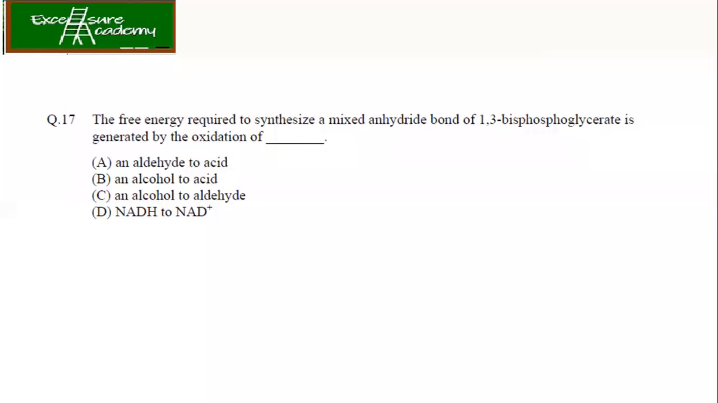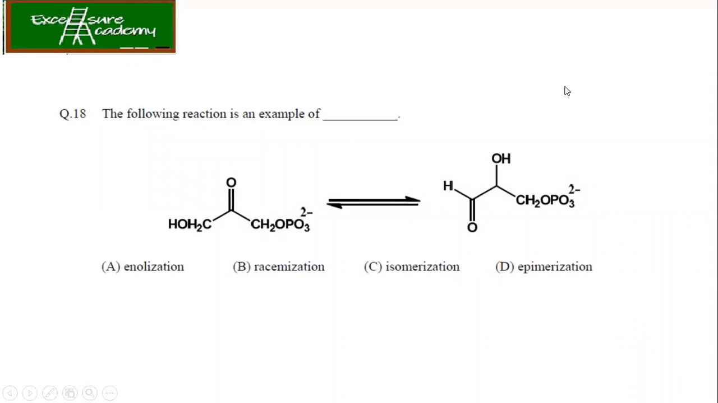Okay, so moving on to the next. The following reaction is an example of dash. If you see it carefully, it is an example of isomerization. Isomerization is a process by which one molecule is transformed into another molecule which has exactly the same number of atoms, but the atoms have different arrangements. So you will see the same number of carbon, hydrogen, and oxygen will be present. So the given reaction is an example of isomerization.